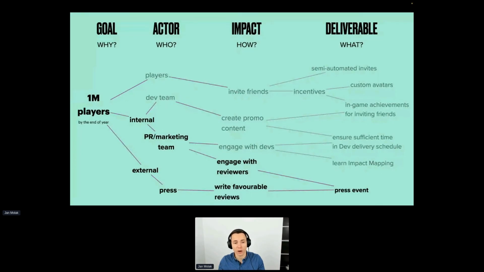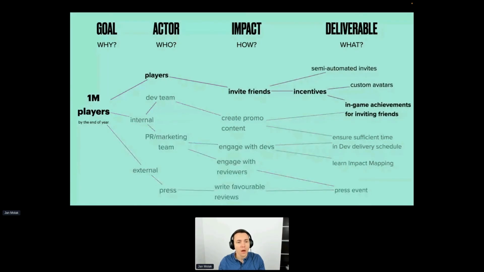Now, with those mapped out, we can revisit the assumptions we've made. So let's explore another branch of our feature map. For example, this map shows that we believe that delivering in-game achievements for inviting friends will incentivize players to convince their friends to sign up as well. Now, when the feature or a portion of this feature gets delivered, we should track if this assumption was correct or not. Now, if the players keep using the feature and we can correlate it with the uptick in signups, we can decide to keep investing in that branch of our roadmap.